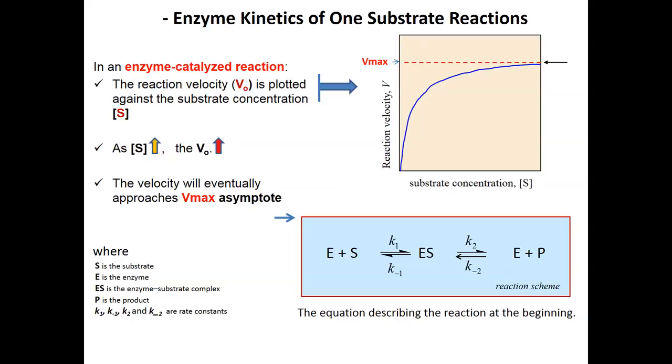And why do you have that maximal velocity in an enzyme catalysis reaction? Because you reach the maximum speed of the enzyme, okay? So that concentration of enzyme cannot give you product beyond that level, okay? And we're gonna talk about that a little more, the Vmax. So as the substrate concentration goes up, V0 goes up.